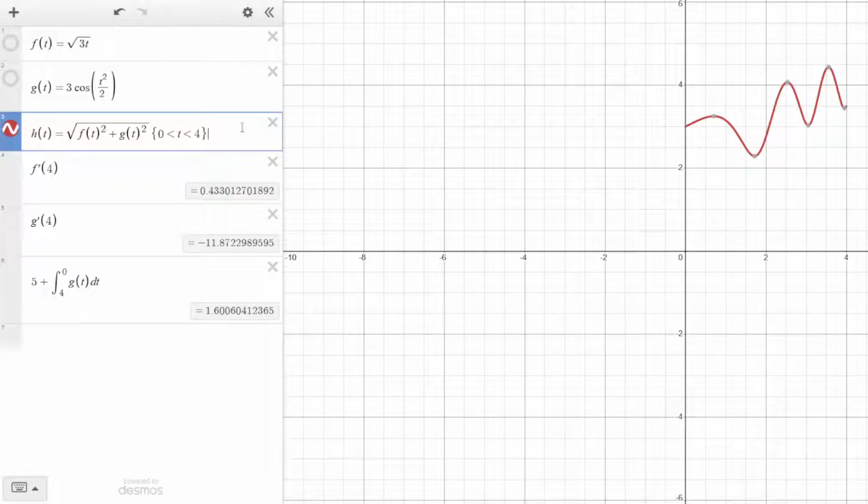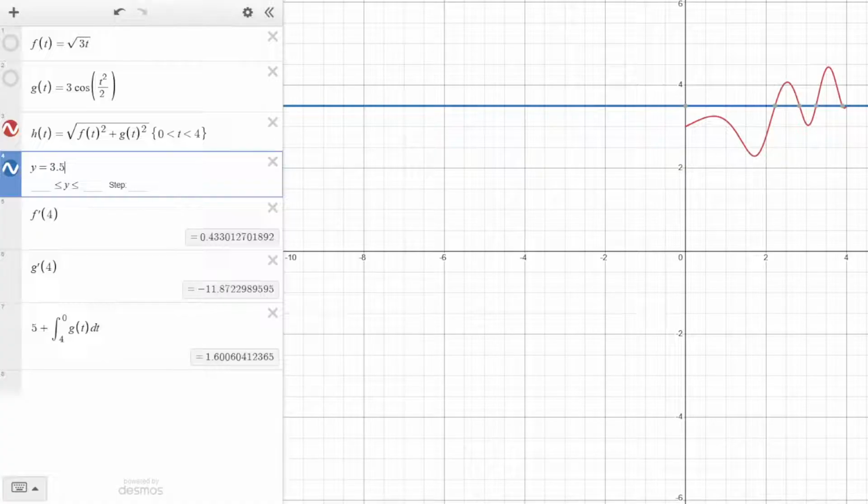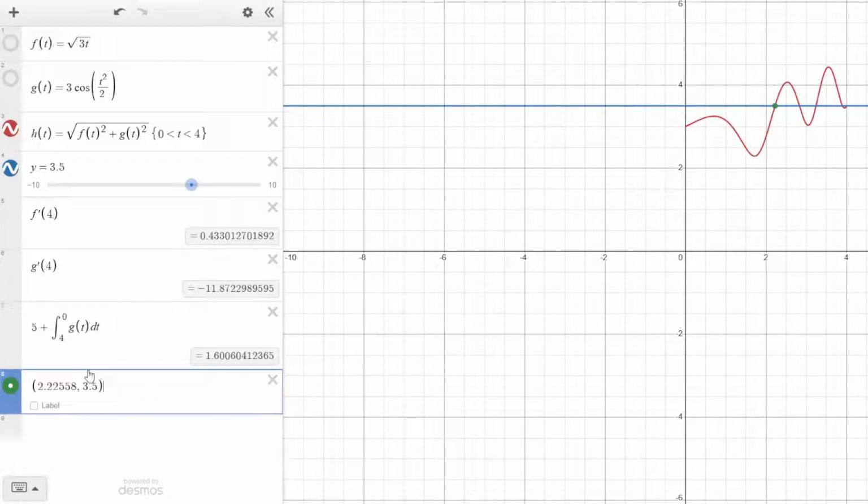So I'm going to also graph y equals 3.5. And it says the first time, so that's going to be right here. And I can just go ahead and label that. That's still visible to you? Yeah, 2.226.